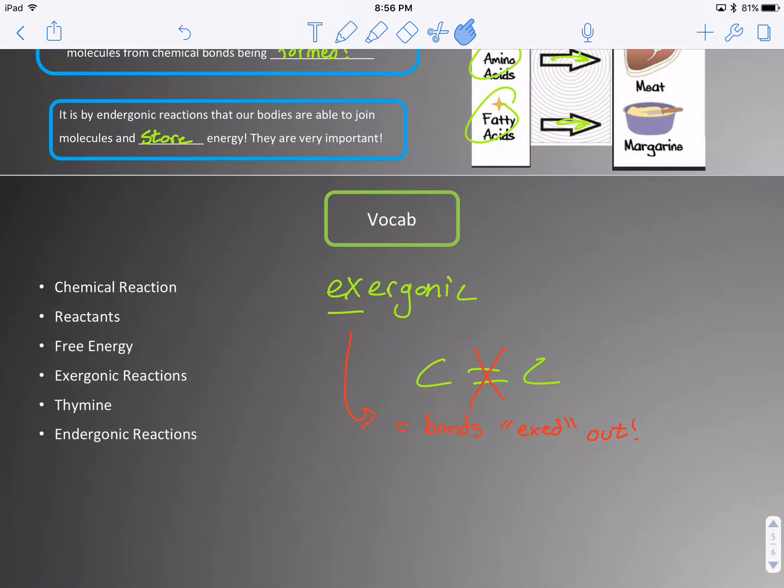So what I want you guys to do now is basically just define this vocab and then raise your hand so I can pair you up with a partner to start doing some work. Okay, I hope you guys are enjoying this new unit.